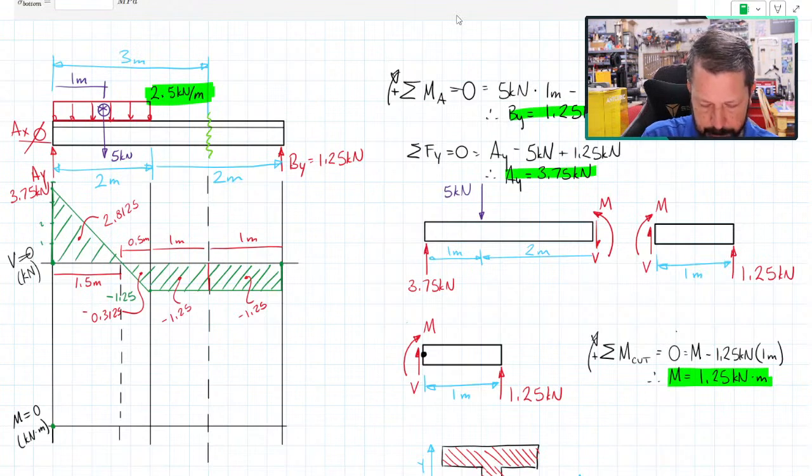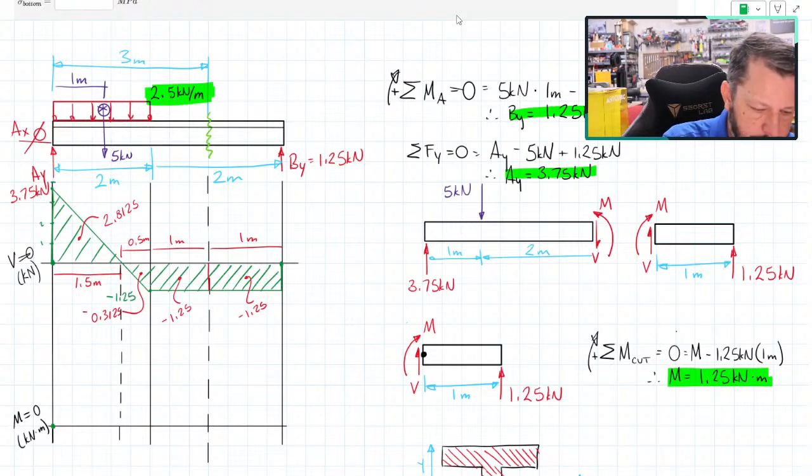Oh wait, I'm writing it in my calculator so I can use it later. 2.8125. That should be the peak. So let's count by 1, 2, 3. So it'll go up to 2.8. It'll go right up in there somewhere.